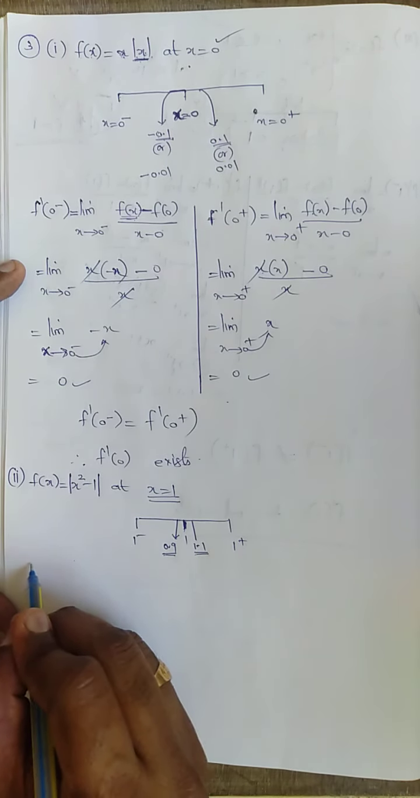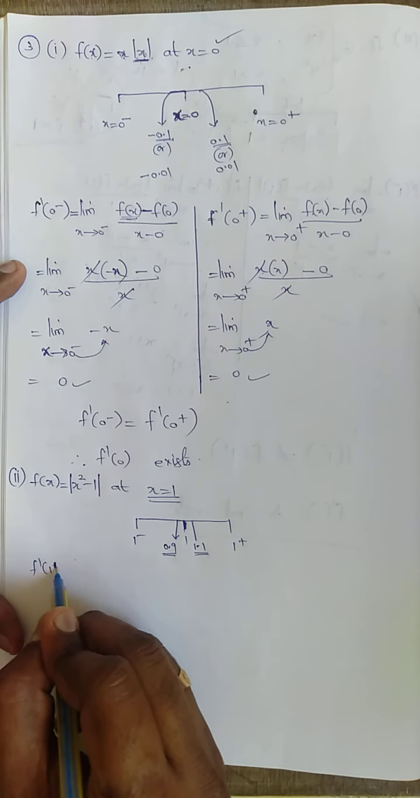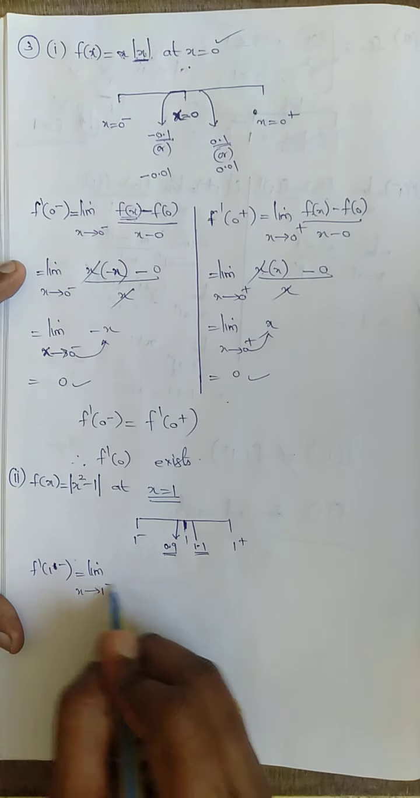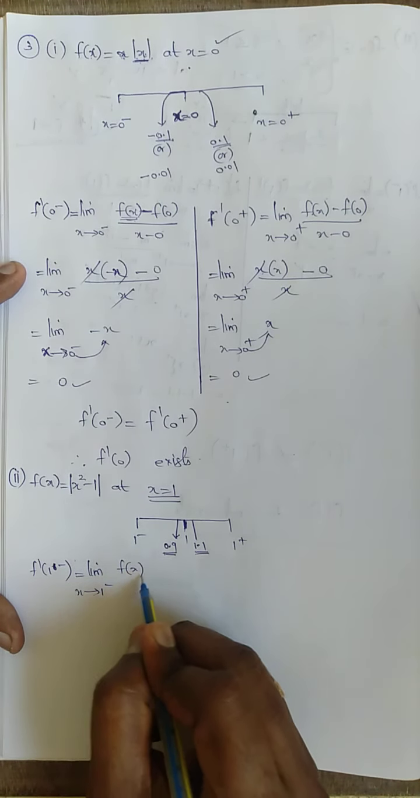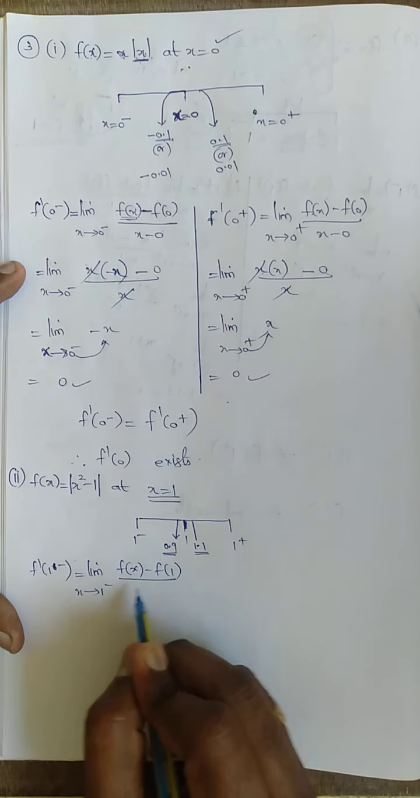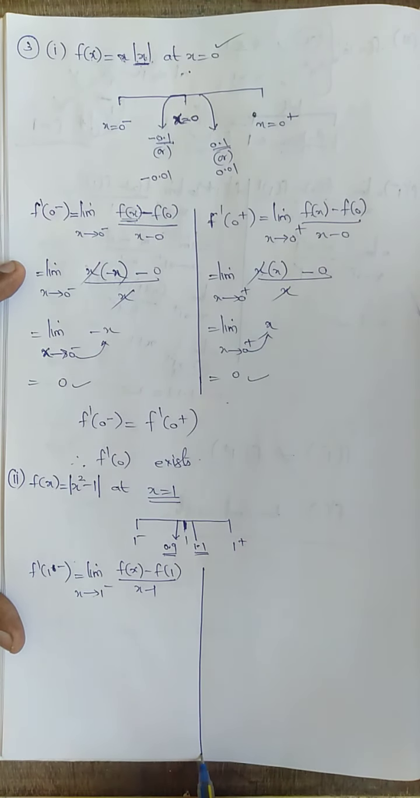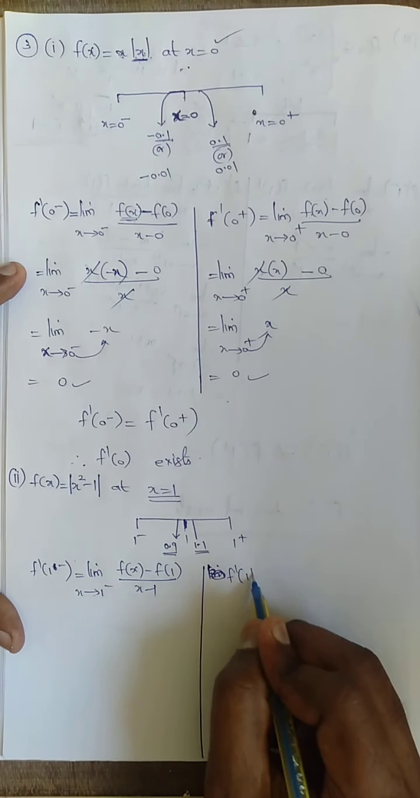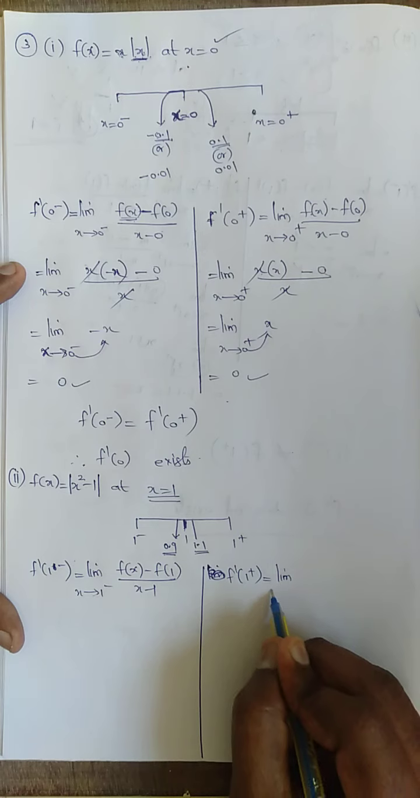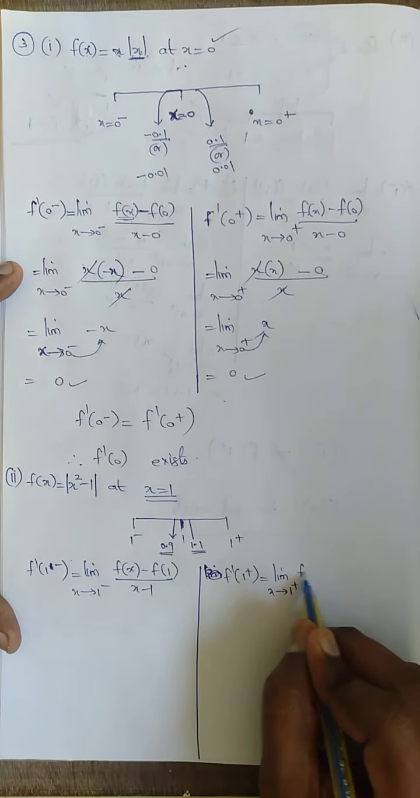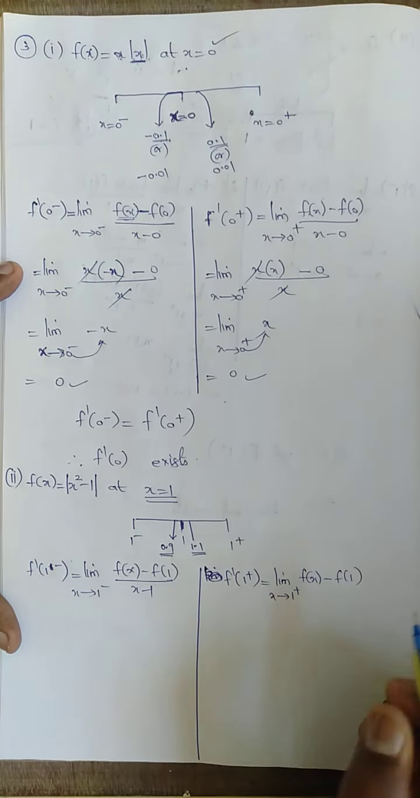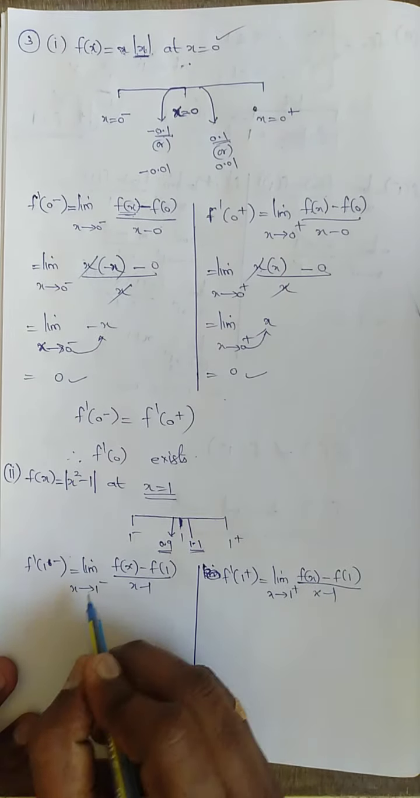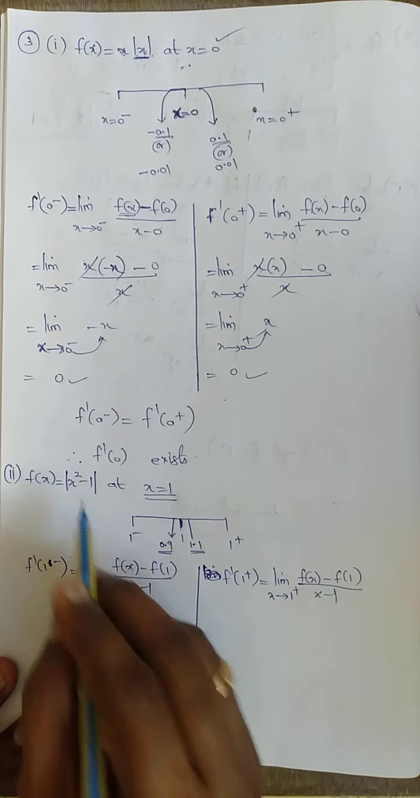First, apply the formula. f dash of 1 minus is equal to limit x tends to 1 minus of f of x minus f of 1 divided by x minus 1. Next, f dash of 1 plus is equal to limit x tends to 1 plus of f of x minus f of 1 divided by x minus 1. Now apply the value and find whether the modulus value is going to be plus or minus.